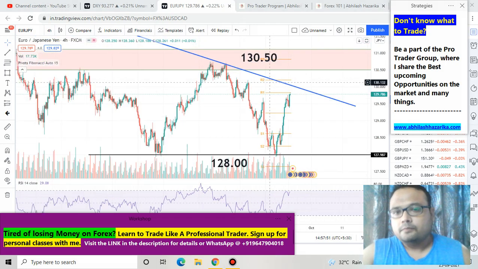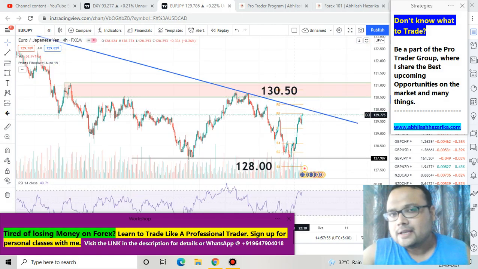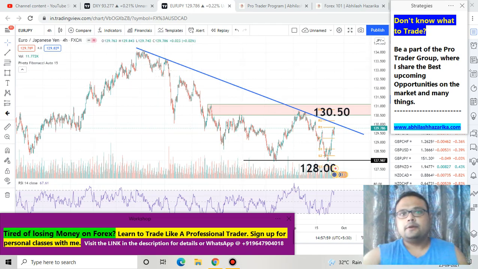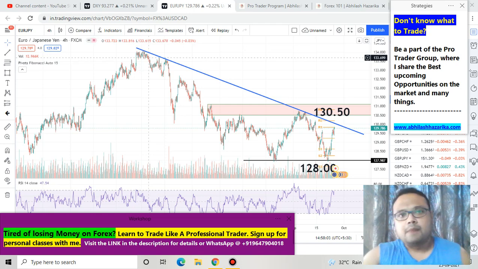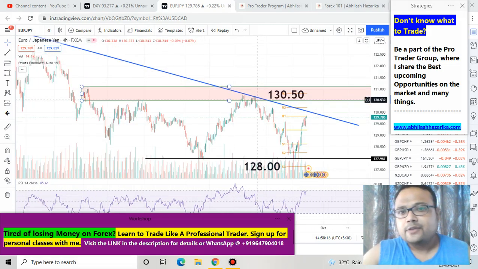And right now the market is trading near this trend line. Why is this trend line important? Because you can see that the market is in downtrend, and whenever the market was trying to go up, it faced selling pressure from above. It failed to cross the trend line each and every time. Therefore, this trend line is a valid resistance for the market.